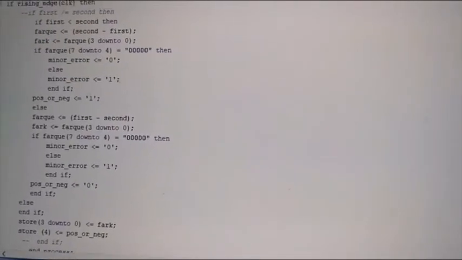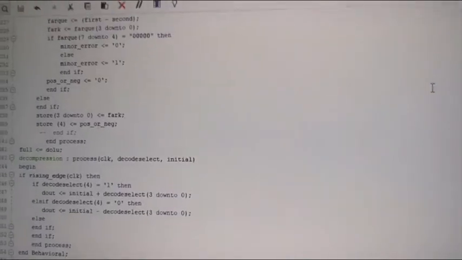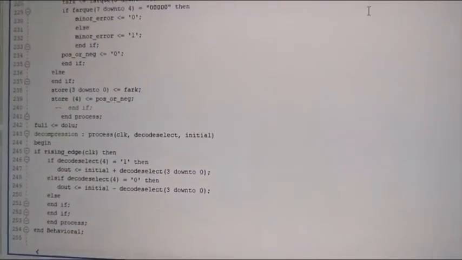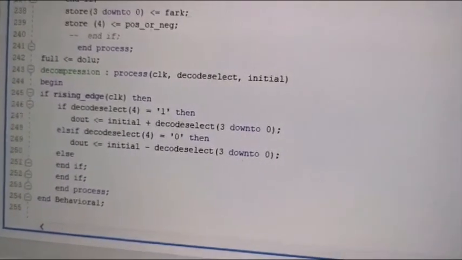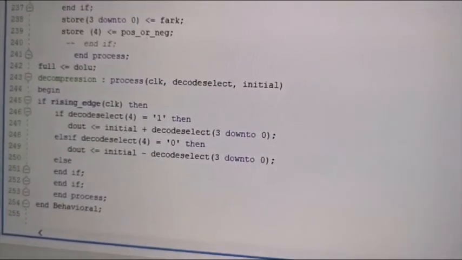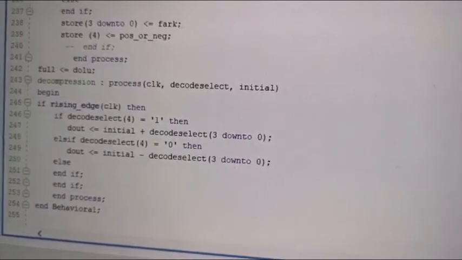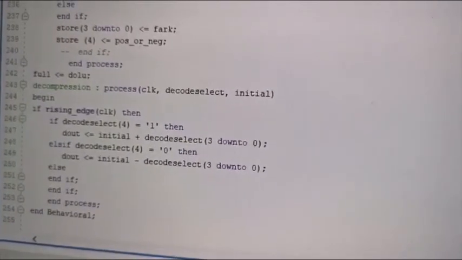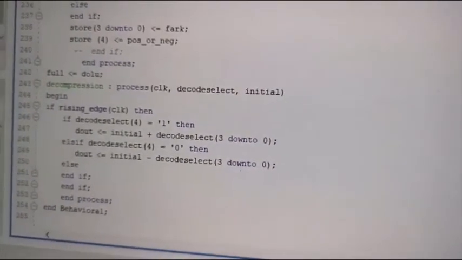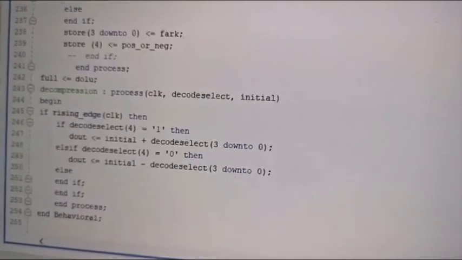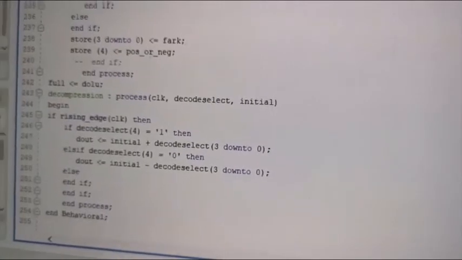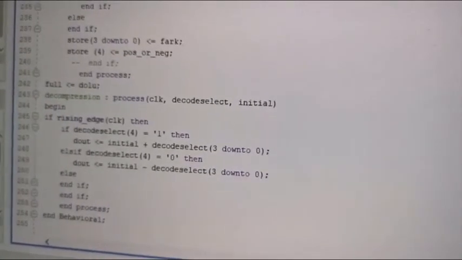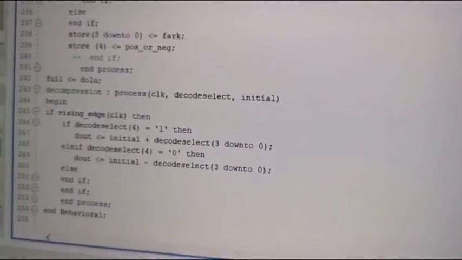After that I did another process called decompression. In the decompression, if the most significant bit of the stored value is 1, then the process is going to add the initial value with the other bits of the stored data, and if it's 0, then the data is going to be subtracted from the initial value.